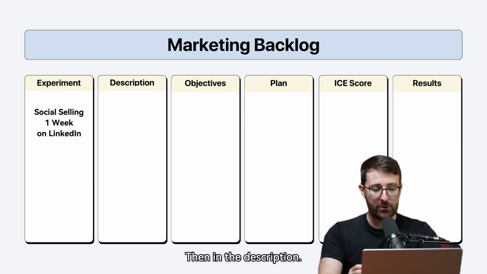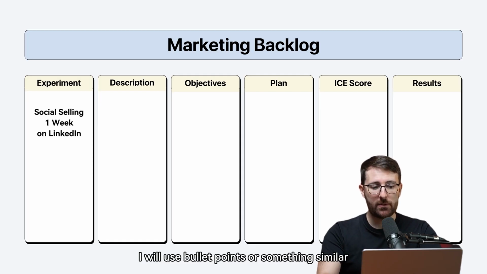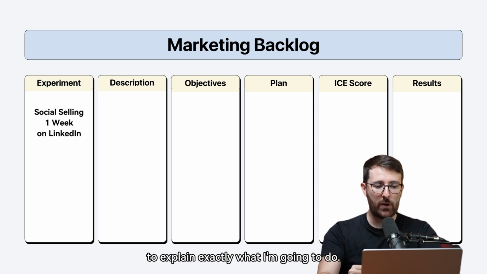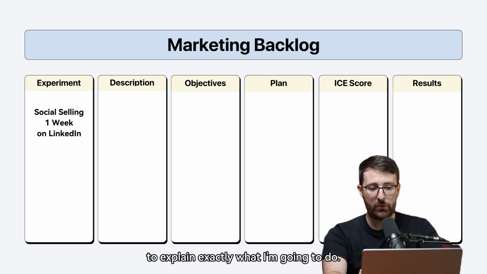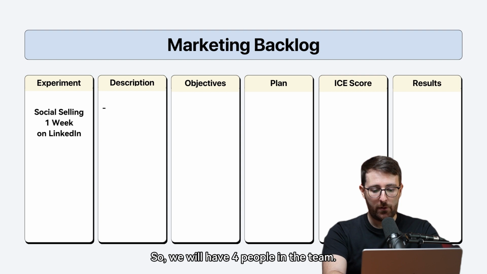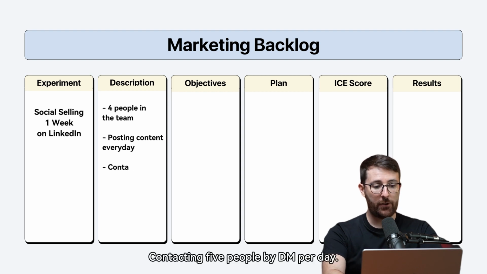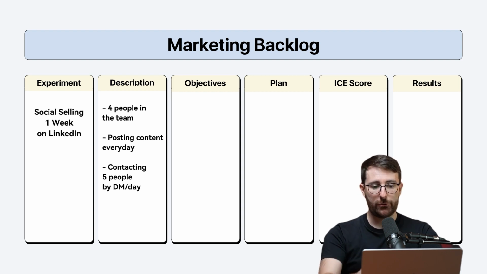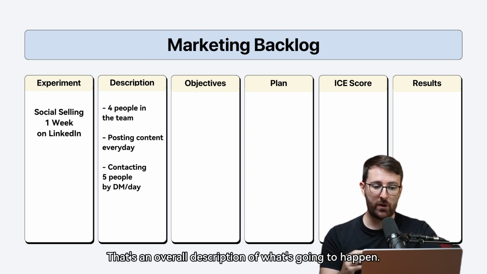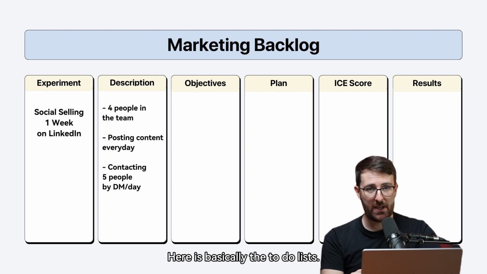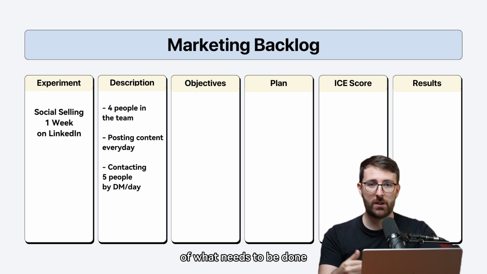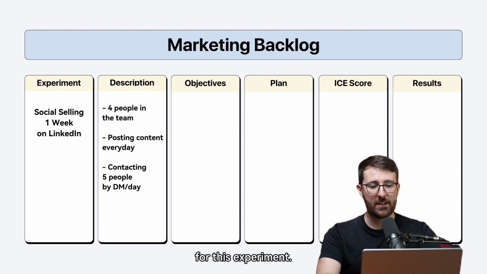Then in the description, I will use bullet points or something similar to explain exactly what I'm going to do. So we will have 4 people in the team posting content every day, contacting 5 people by DM per day. So that's an overall description of what's going to happen. So here is basically the to-do list of what needs to be done for this experiment.